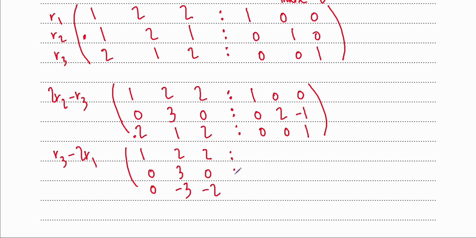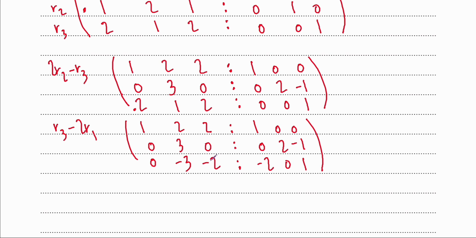And on the other side, I'm doing the exact same thing. So row 1 remains the same. Row 2 now is 0, 2, negative 1 from here. And then row 3 is going to be row 3 minus 2 row 1. So I'm going to do 0 minus 2 times 1. So I'm going to get minus 2. I'm going to do 0 minus 2 times 0, which is just 0. I'm going to do 1 minus 2 times 0, which is just 1. So now I have this. Okay, we're halfway there now.